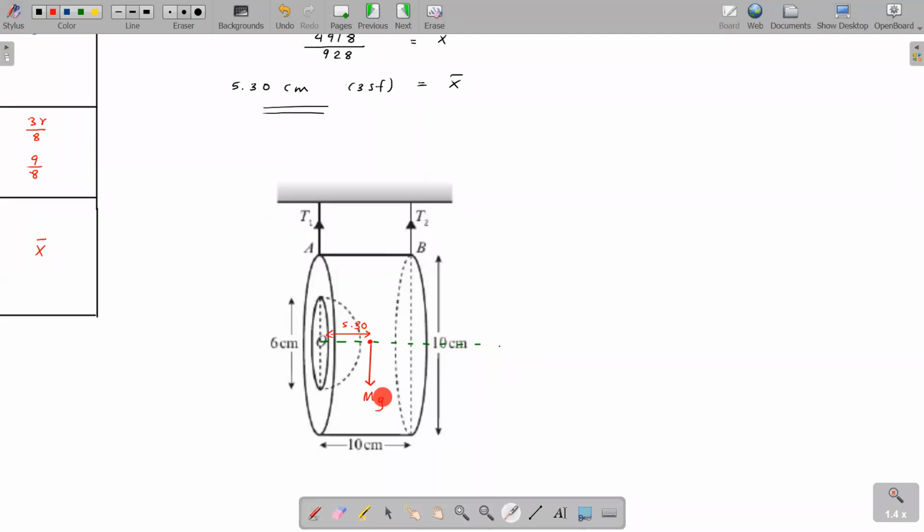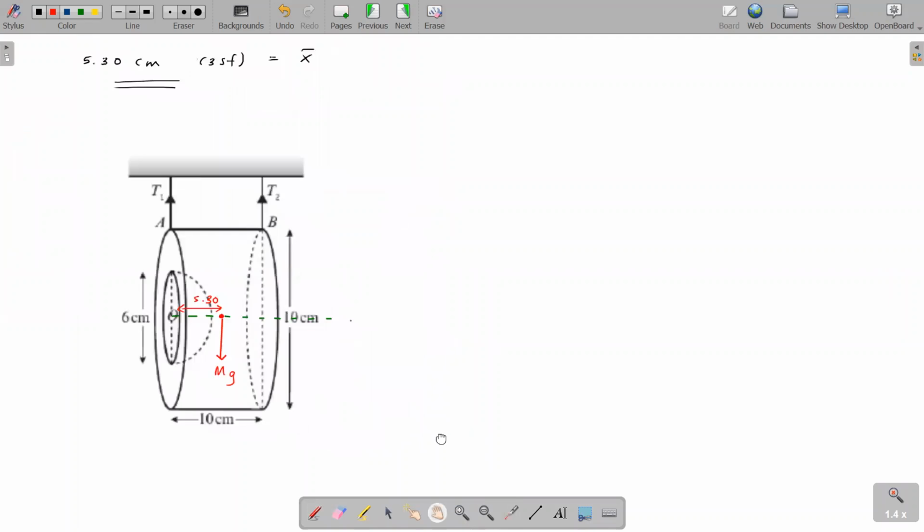Okay, so let's use the weight as mg. Now your task is to find T1 and T2. This is actually M1, or you can even consider the M2 moment here.